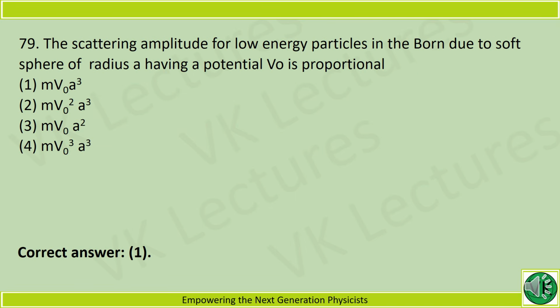The scattering amplitude for low energy particles in Born approximation due to a soft sphere of radius A having a potential V0 is proportional to... The correct answer is option 1, M V0 A.